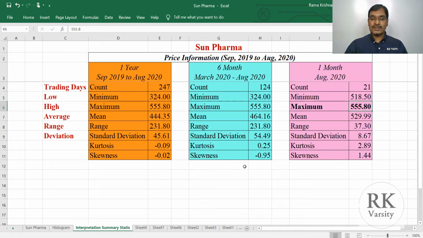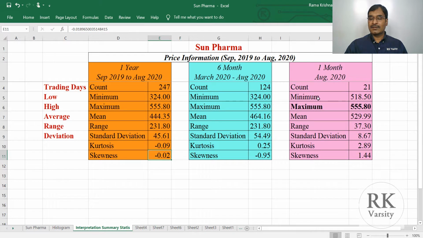Now looking at the skewness and the kurtosis values. If you observe the skewness values of the 1 year and 6 months, you see that they are negative. That means during this period, most of the time the price is below the mean price. Here the mean price is 444 and here it is 464. That means most of the time the price is below the mean price.